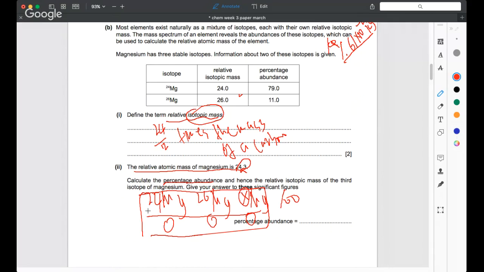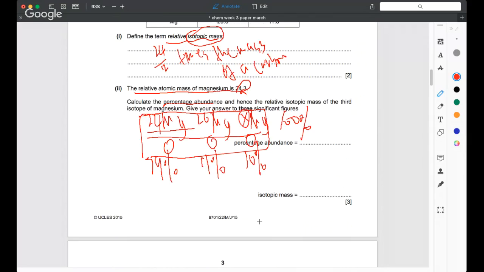The percentage of magnesium 24 is given here, which is 79%. What is the percentage of magnesium 26? 11%. So what is the percentage of the third? The total is 100%, so 100 minus 79 minus 11, what is it? 10%. So you have this percentage for each. So how do you calculate the average value?